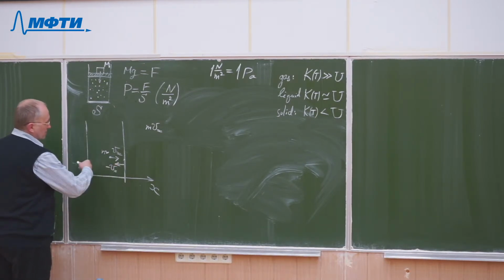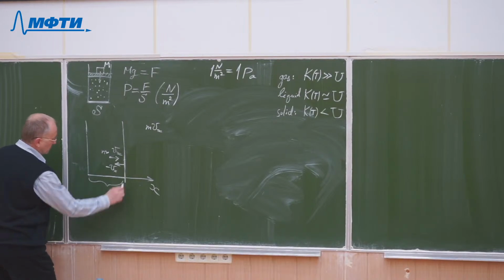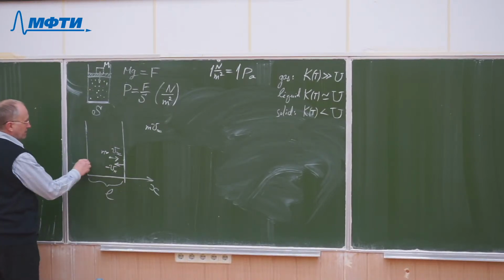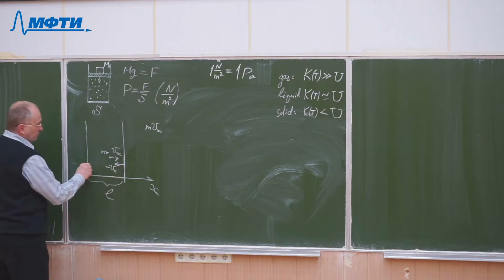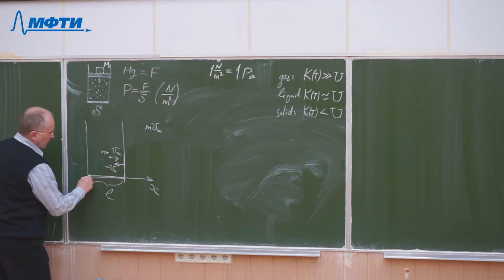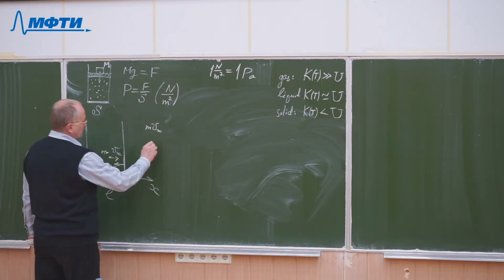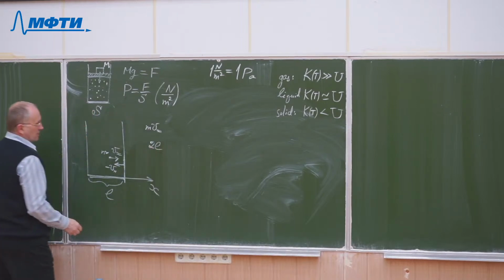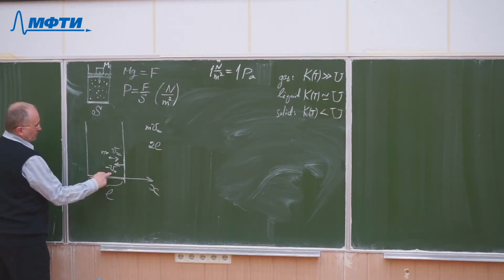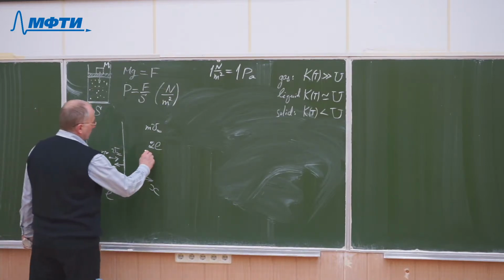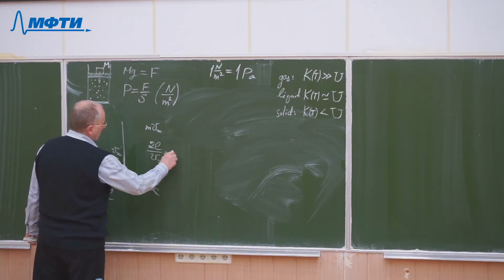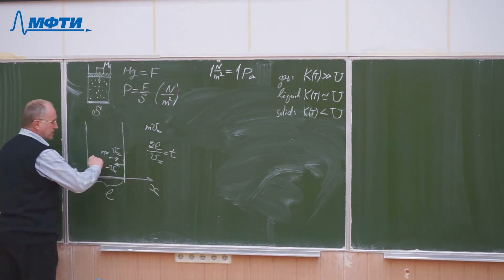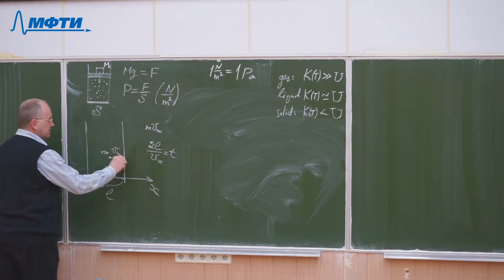How often will this molecule hit the wall? It will take the molecule some time to travel along the container from one wall to another and then again to this first wall. When the molecule travels from the first wall to the second one and then back to the first wall, it will cover the distance 2L. The distance covered will be 2L. And if it travels with an average velocity Vx, it will take time 2L over Vx. That will be the time interval between the two consecutive hits of the same molecule against this wall.